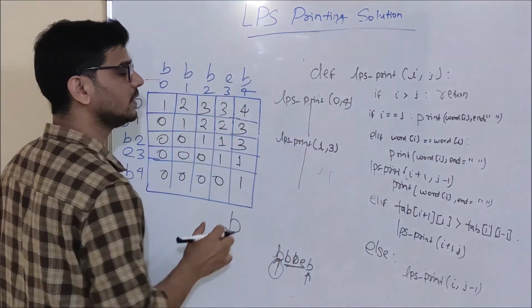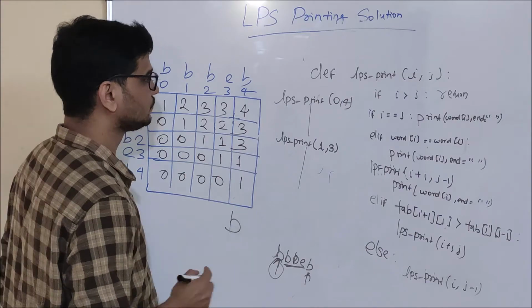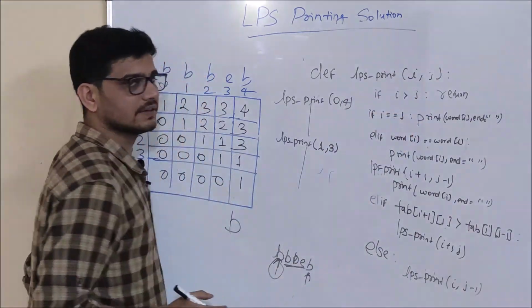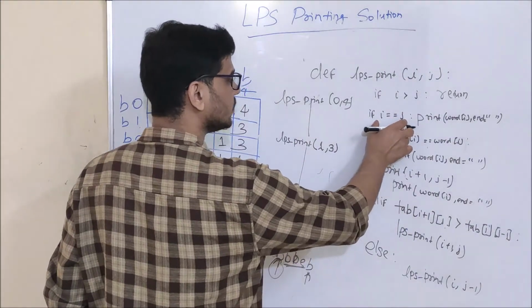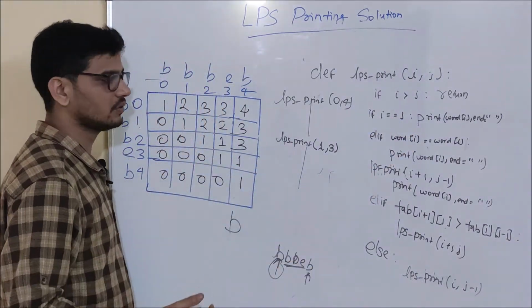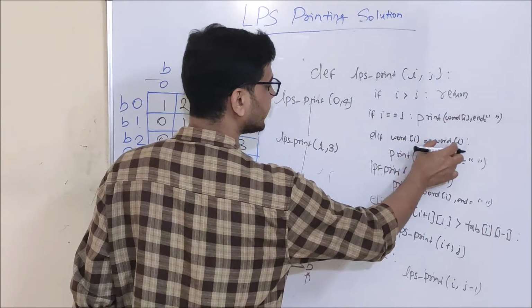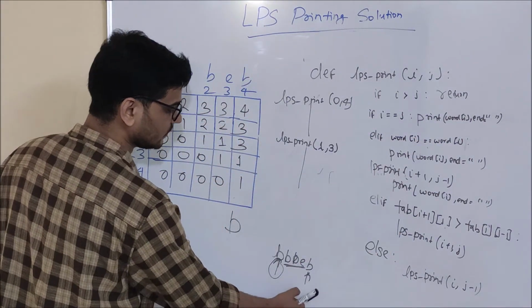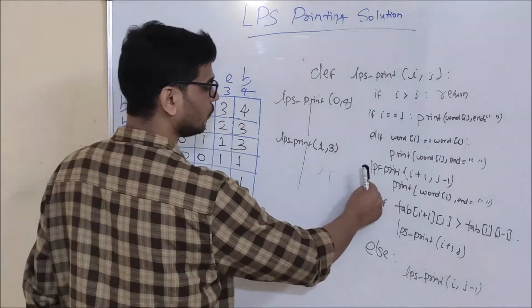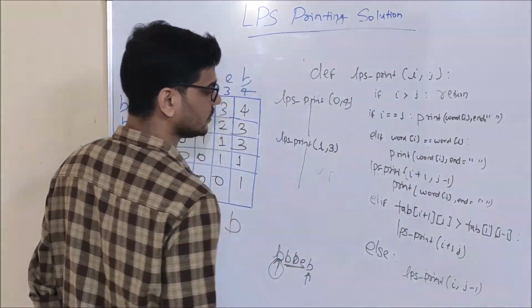So when LPS print of 1, 3 is called, it will check whether i is greater than j or not. No, it is not the case. So again it will check if i is equal to j or not. It is also not the case. Then it will check whether what at i and what at j are equal or not. So what at i is b and what at j is e. So it is also false. So what will happen? It will check this elif.